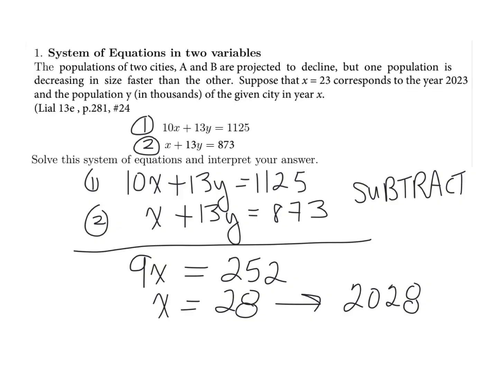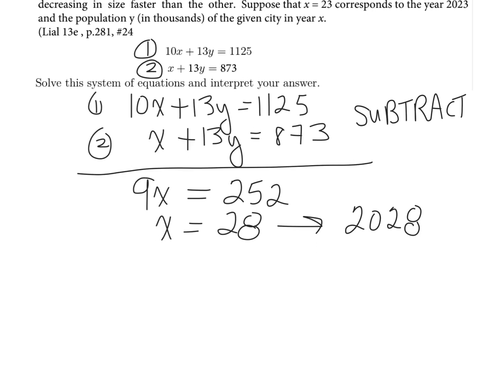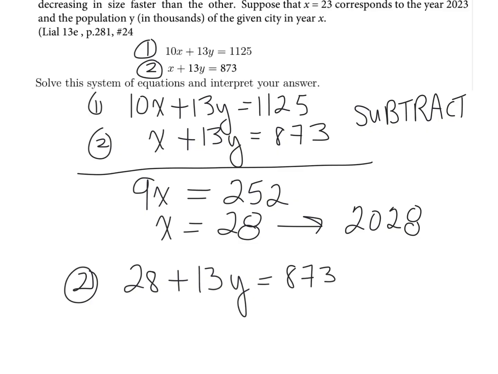And what is that value? We need to substitute into either of the equations to find out what the value of y would be. So let's try that. I'm going to use the second equation, because it's a little easier to work with. So we have x is 28 plus 13y is equal to 873.